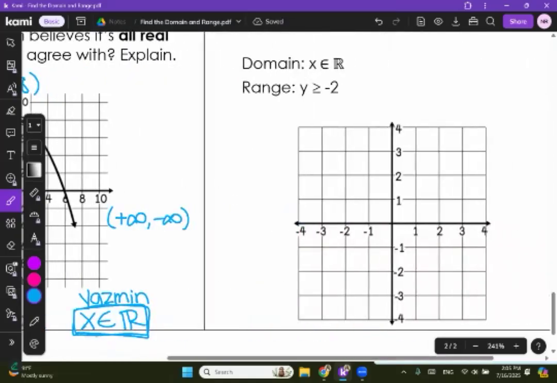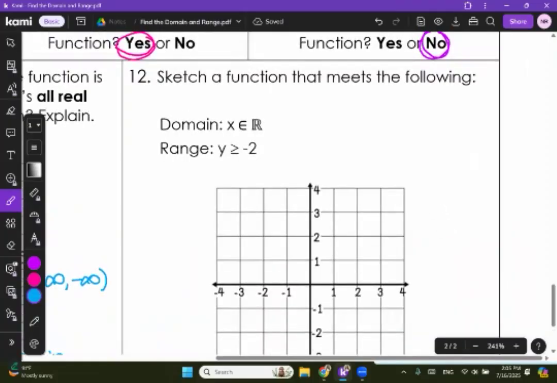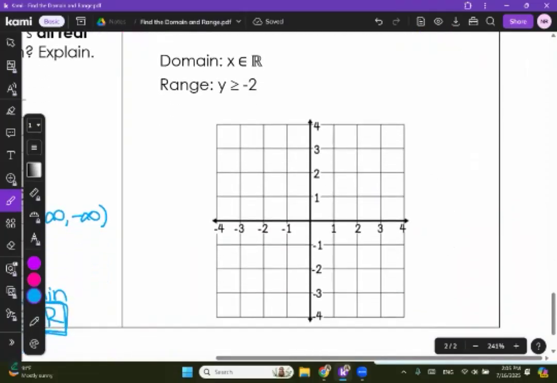Number 12. Sketch a function that meets the following. You want the domain to be all real numbers. So I know I'm going to have arrows on both sides, right? And the range to be greater than or equal to -2. So you want it to stop at a -2. So what can we do? Arrows both ways from the -2. You won't actually have to draw one on your own on the STAR test, and it's not in your assignment. So that one's just kind of a gimme.